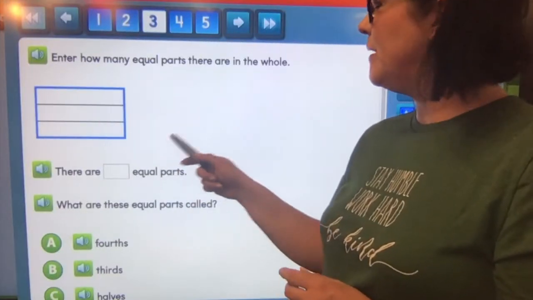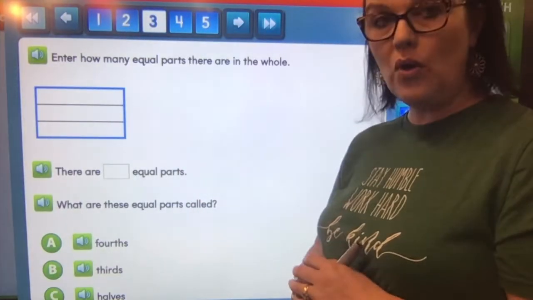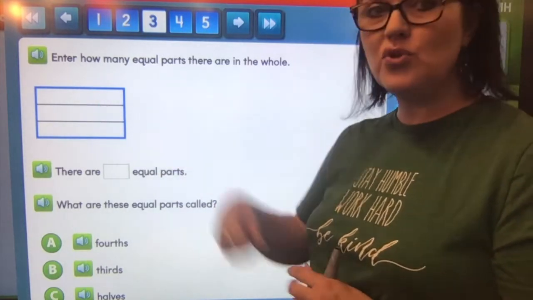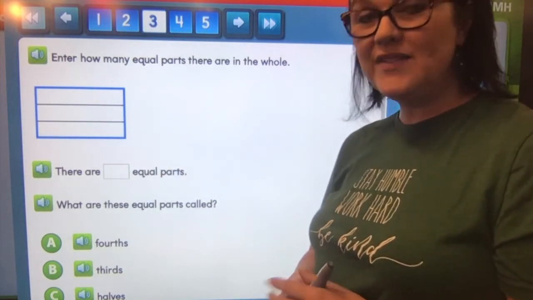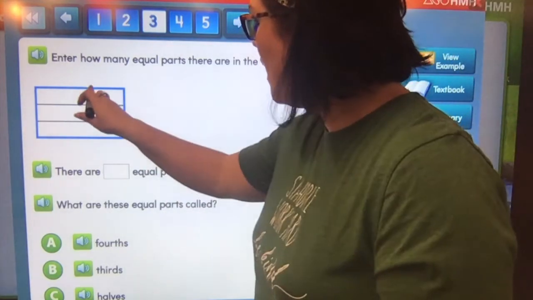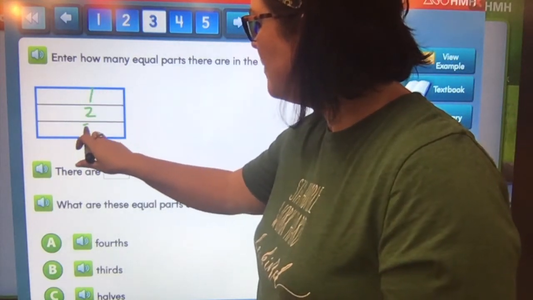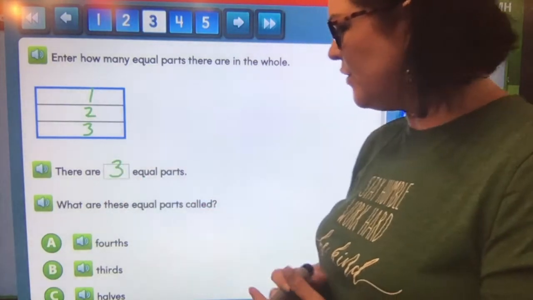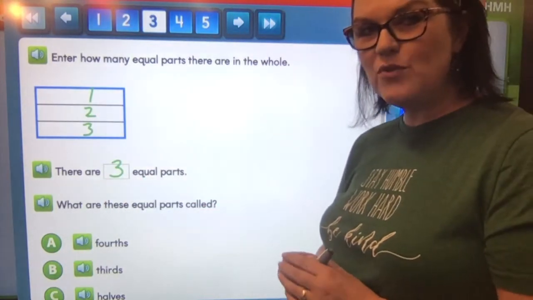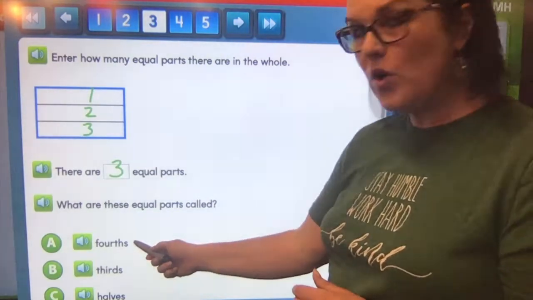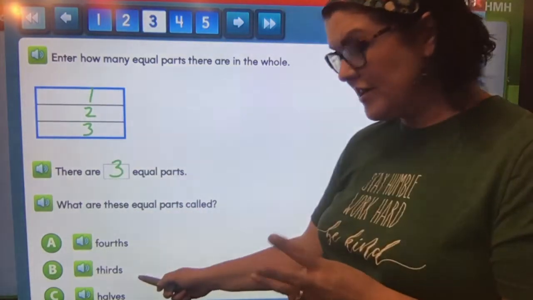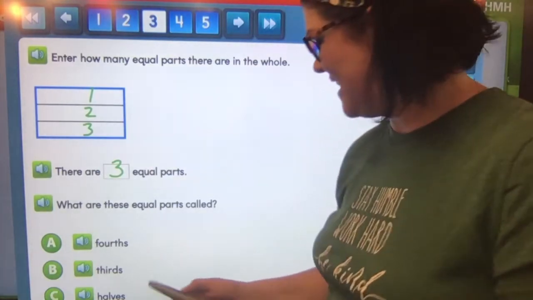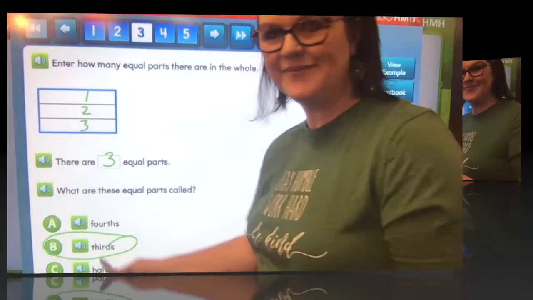How many equal parts are there in the whole of this rectangle? Now you can see they have drawn 2 lines inside, which gives us 1, 2, 3 equal parts. So we would put 3 equal parts. And what are these 3 equal parts called? Are they fourths, thirds, or halves? We know if it's 3, it means that it's thirds.